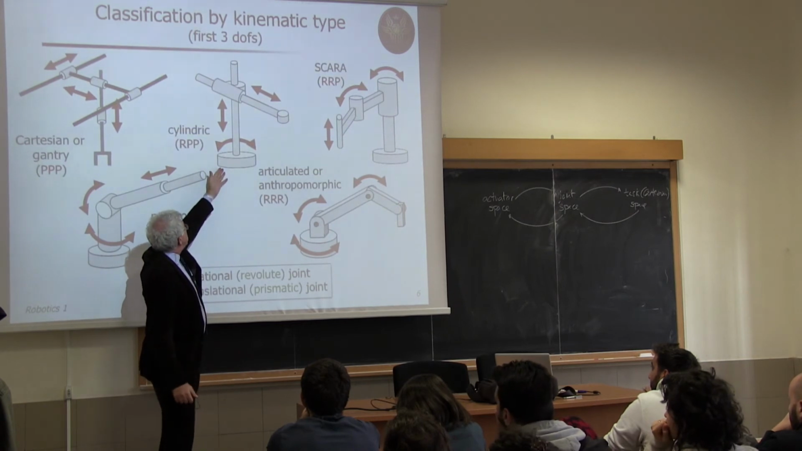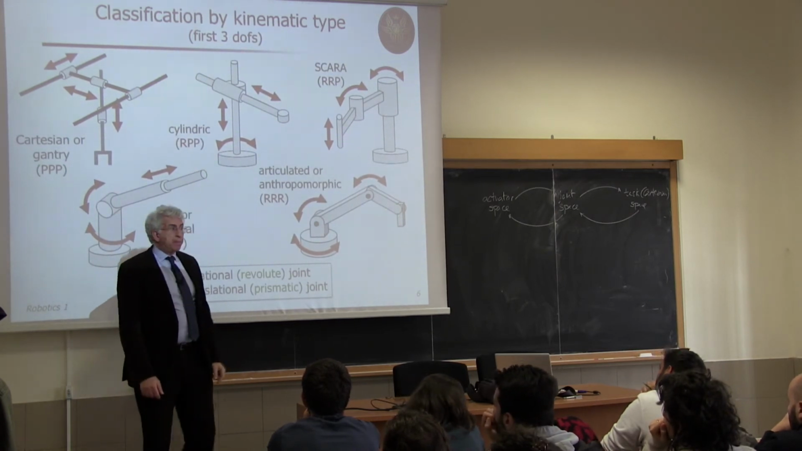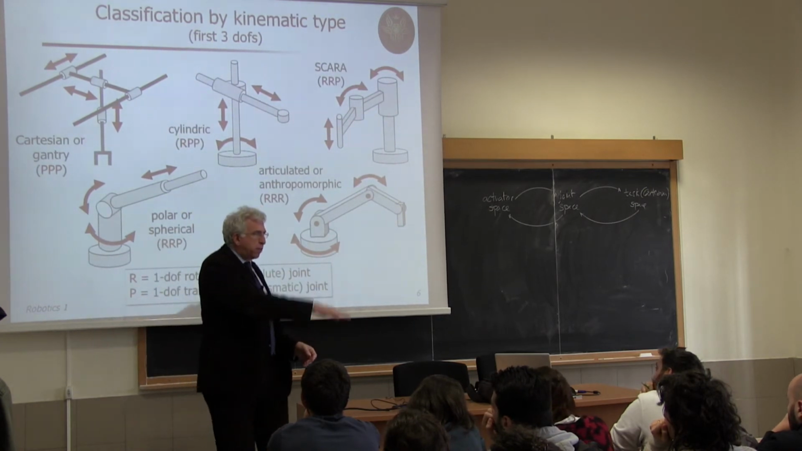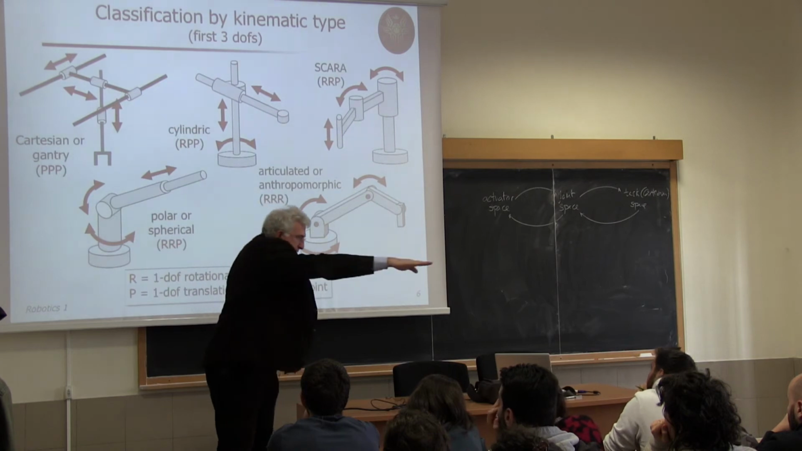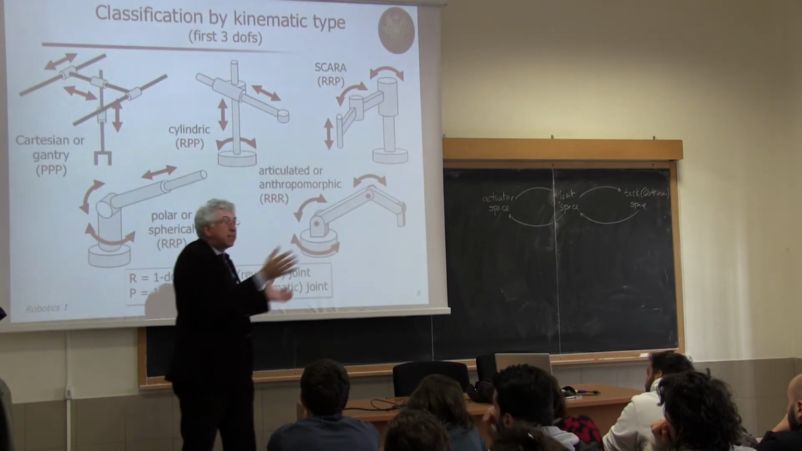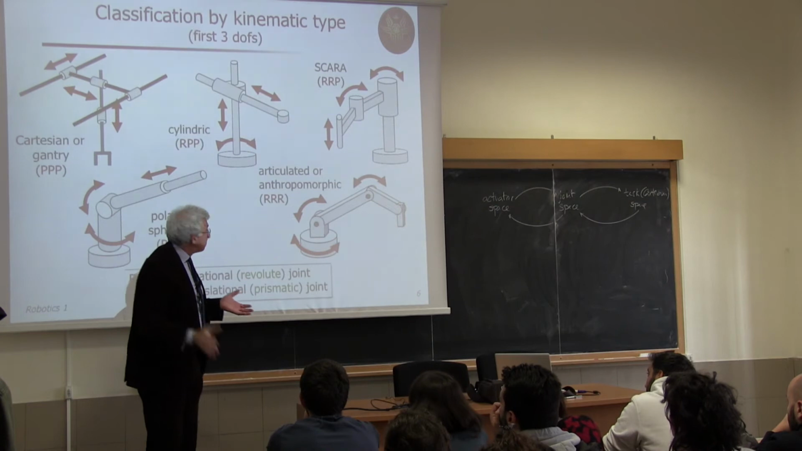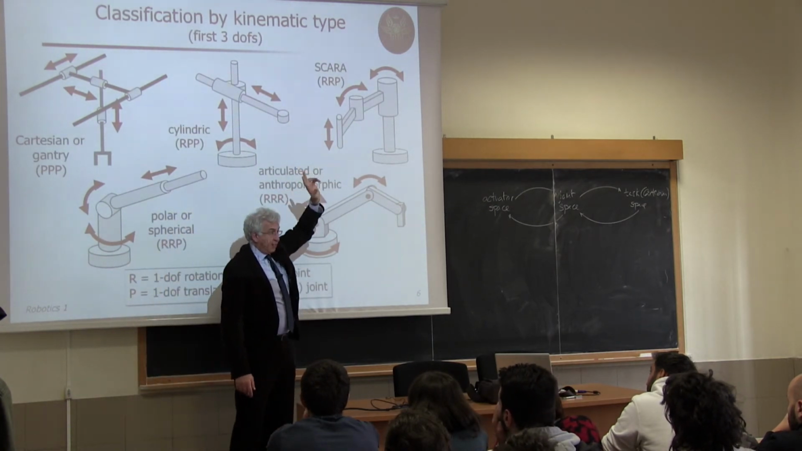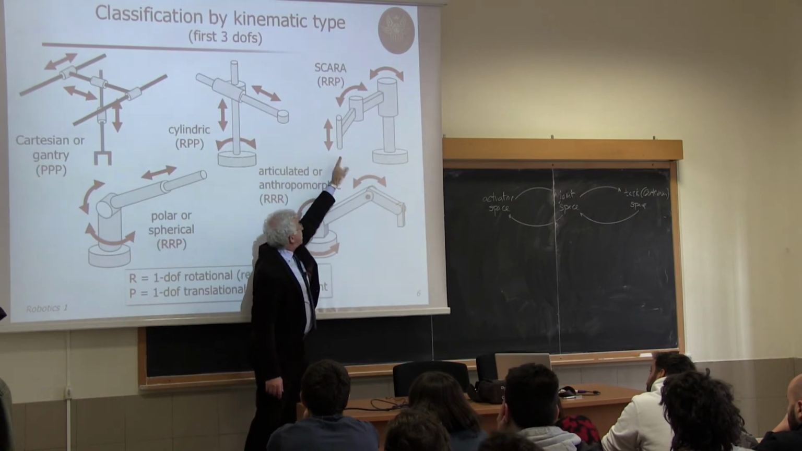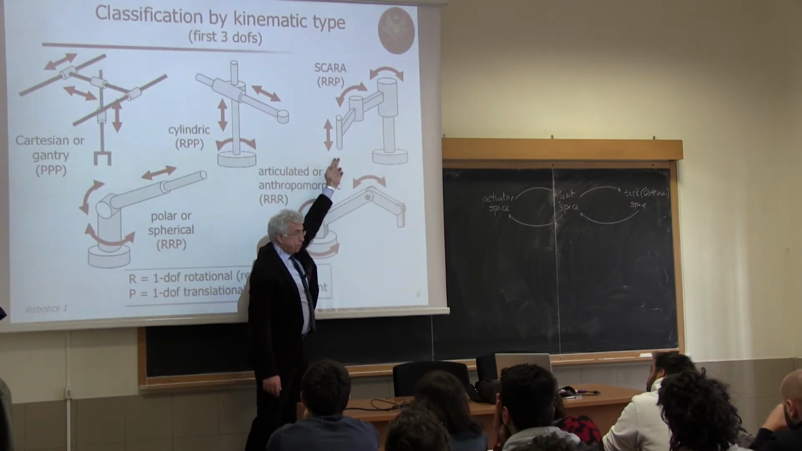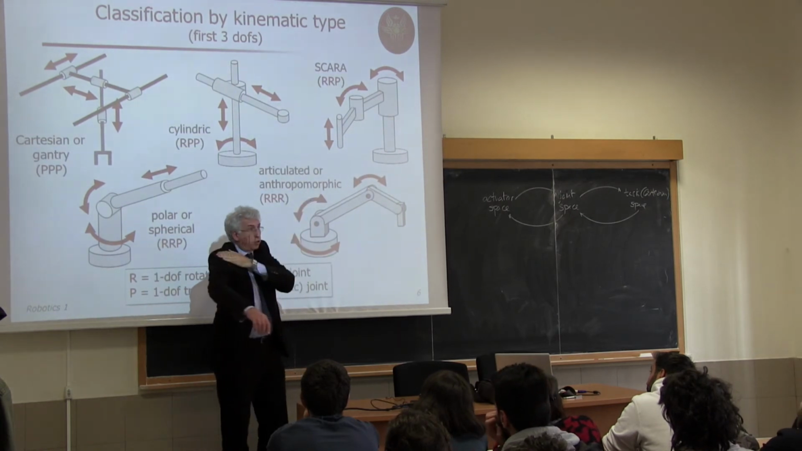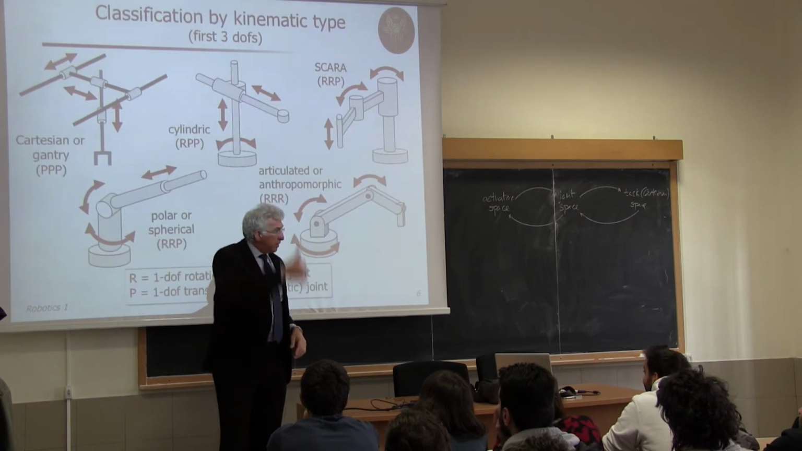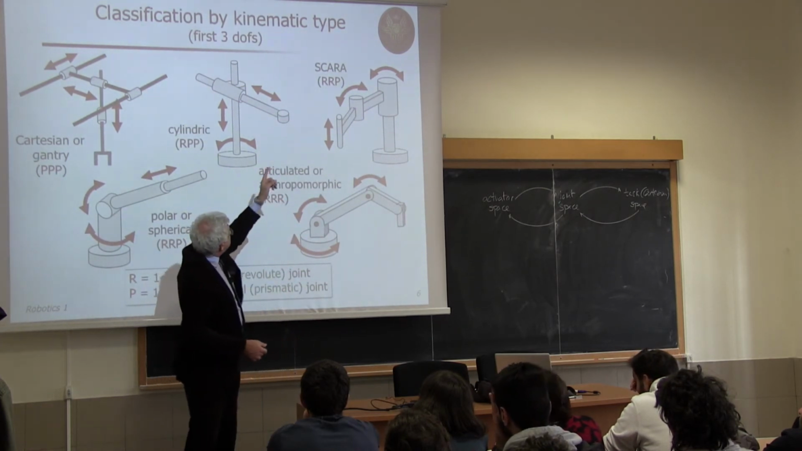Here we see a cylindrical, also called RPP, meaning that the first joint is revolute, rotating. Then you have a prismatic going up and down, and a prismatic extending. So like cylindrical coordinates, in fact. Here you have a SCARA, just for the first 3 joints. The SCARA has only one additional revolute joint at the end. But the first 3 are revolute, shoulder, revolute, elbow, and then prismatic up and down. So it's an RRP.